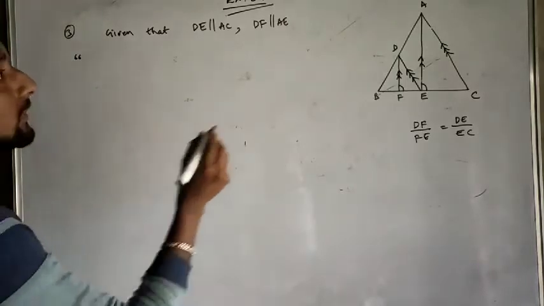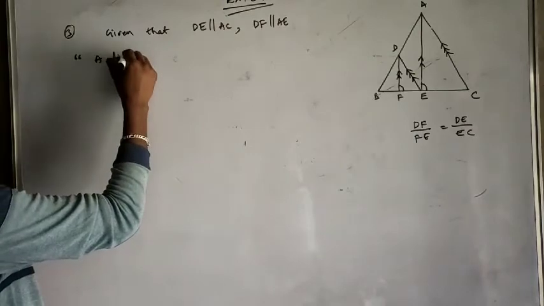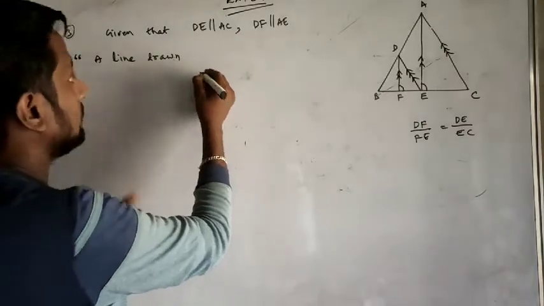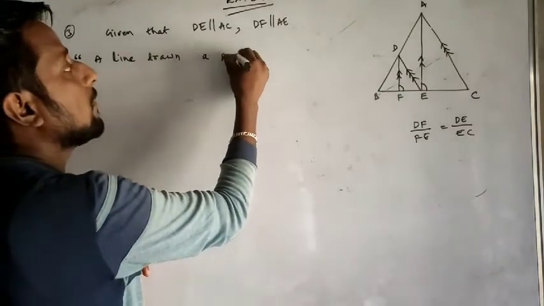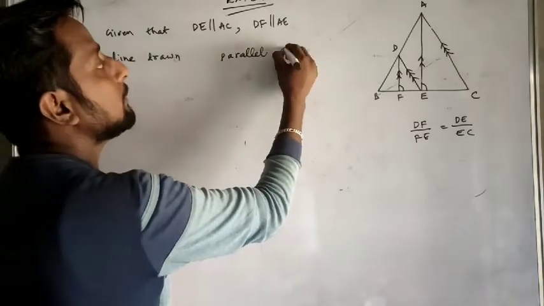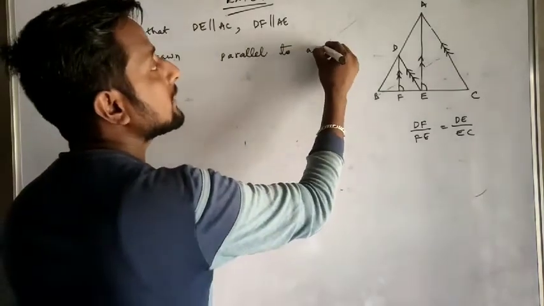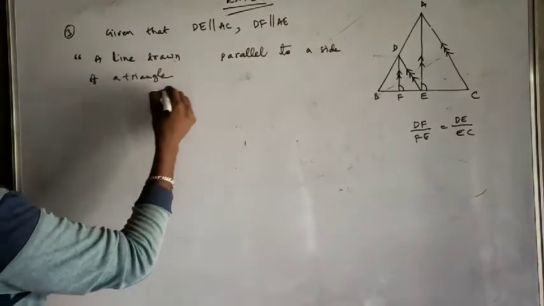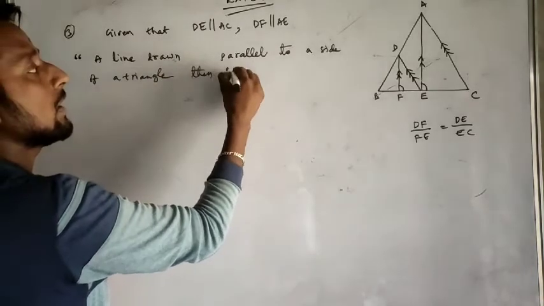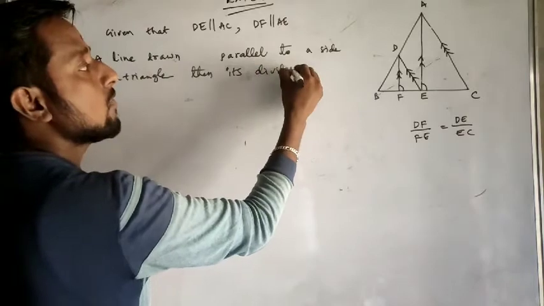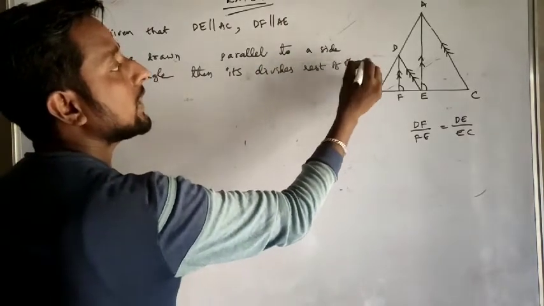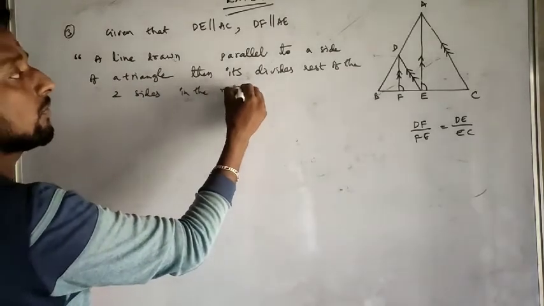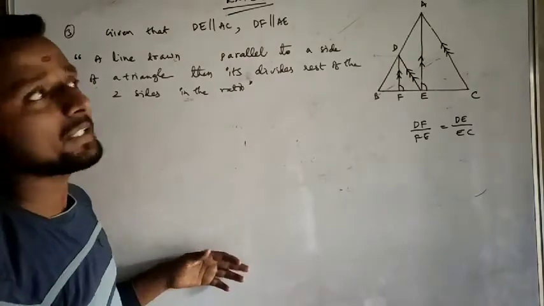What does Thales theorem tell us? A line drawn parallel to a side of a triangle divides the other two sides in the same ratio. Actually, that is the basic proportionality theorem as per my knowledge.